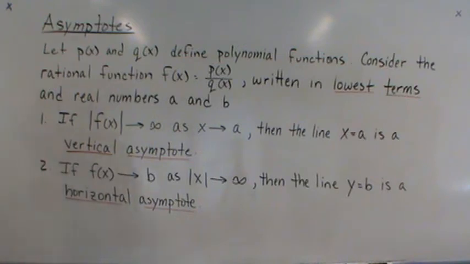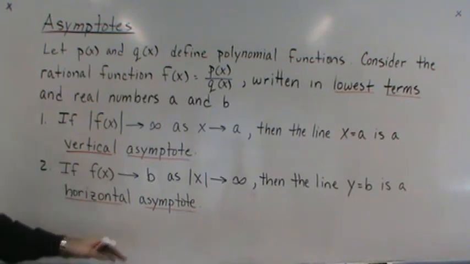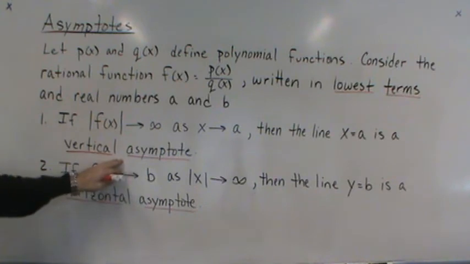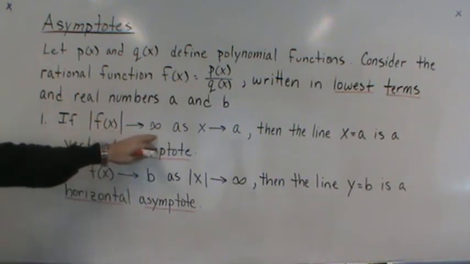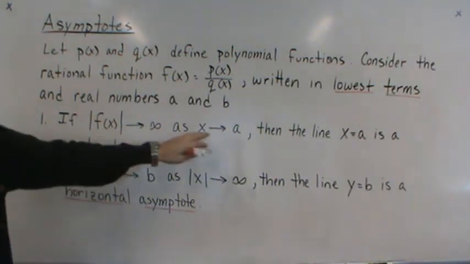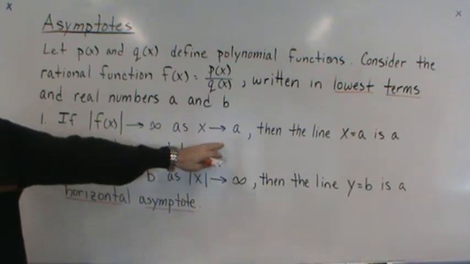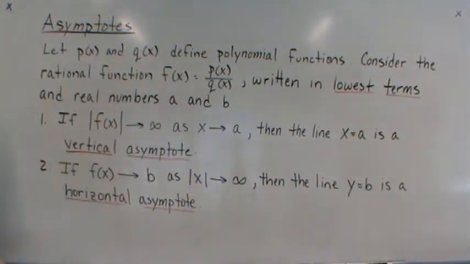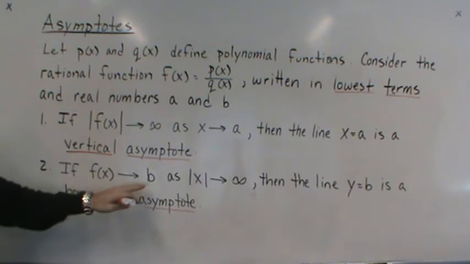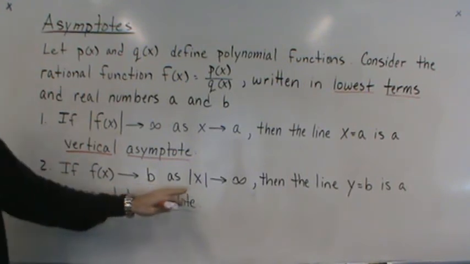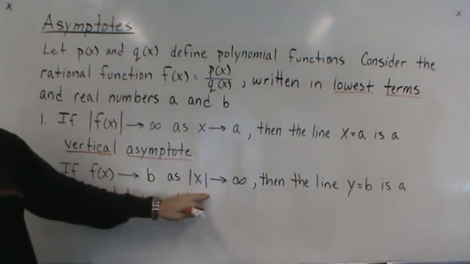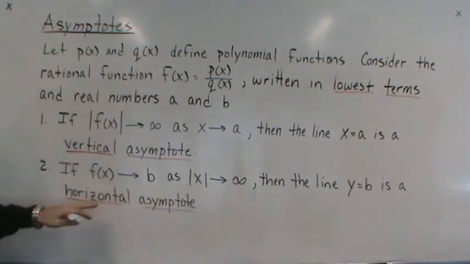So this is the definition of asymptote. If we have either one of these things occurring, then for a rational function we have an asymptote. If the function is going off to plus or minus infinity as x approaches some value, then we have a vertical asymptote. If the value of the function is approaching some specific value as x is approaching plus or minus infinity, then we have a horizontal asymptote.